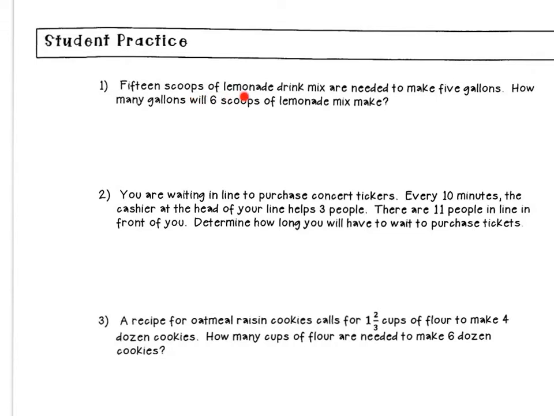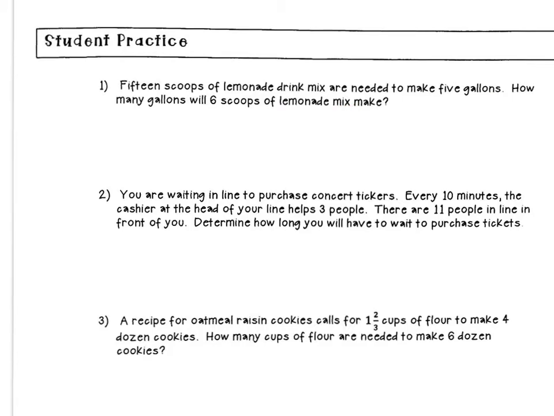15 scoops of lemonade drink mix are needed to make 5 gallons. So you need to put scoops of mix and stir it around and you get 5 gallons of lemonade. How many gallons will 6 scoops of lemonade mix make?